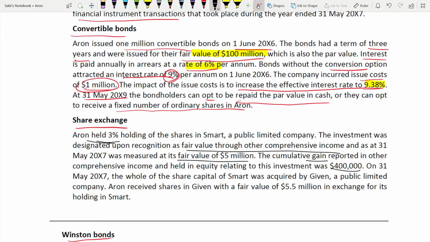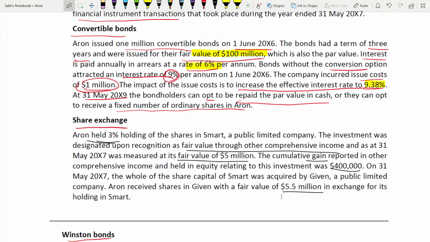Aron received shares in Given with a fair value of 5.5 million in exchange for his holding in Smart. Aron has shares in Smart, and the whole of the share capital of Smart was acquired by Given. That means Given is currently... can you understand this? Aron is currently holding shares in Smart, but Smart is taken over by Given.